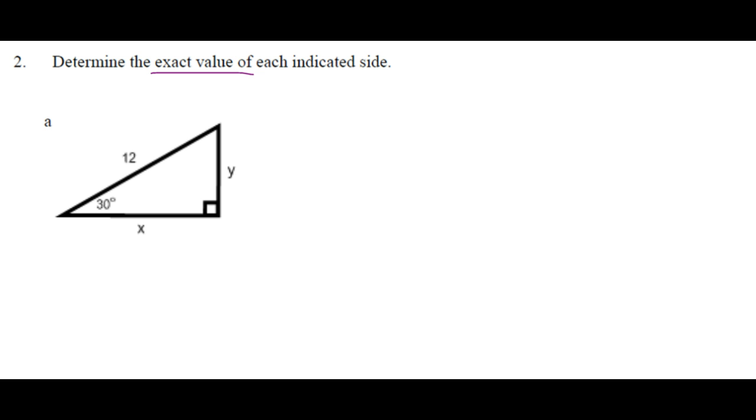Each indicated side. So in relation to the 30 degrees, let's name sides. What's x? Adjacent. What's y? And what's 12? Hypotenuse, right? Okay, so we have adjacent and opposite and hypotenuse, and we want the exact values. So, what do you want to start with, adjacent or opposite? Sine? Do you want to start with opposite?